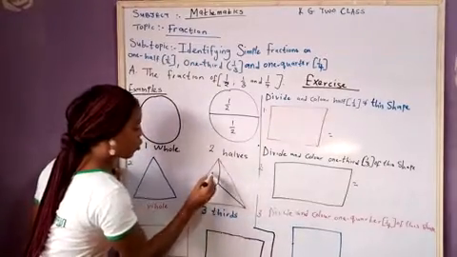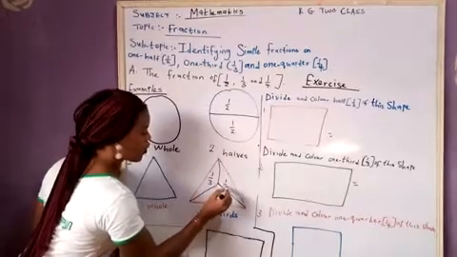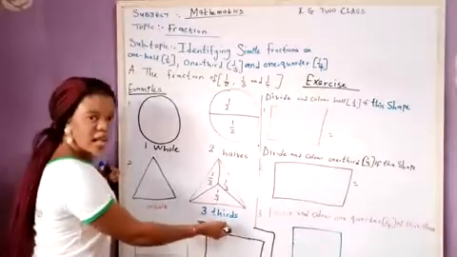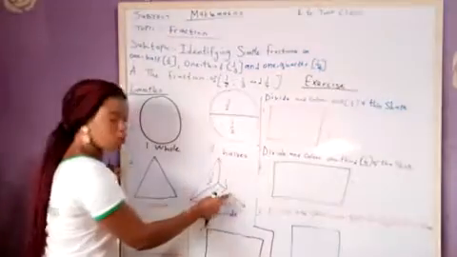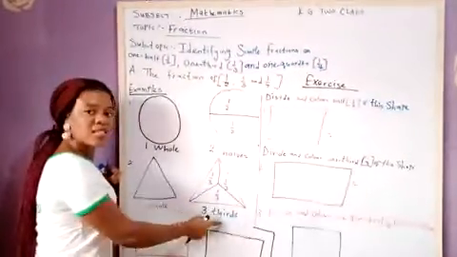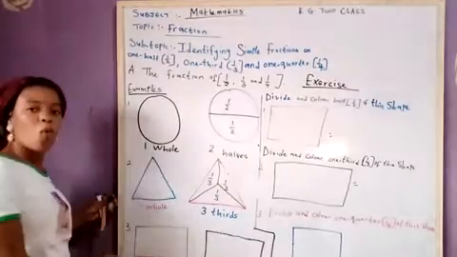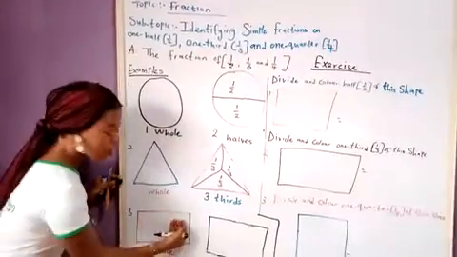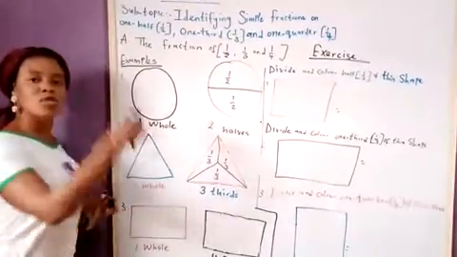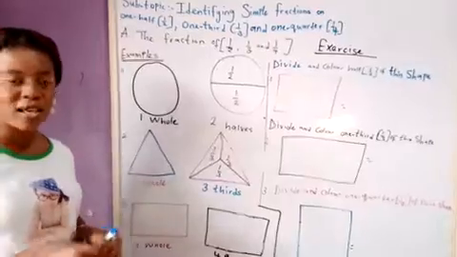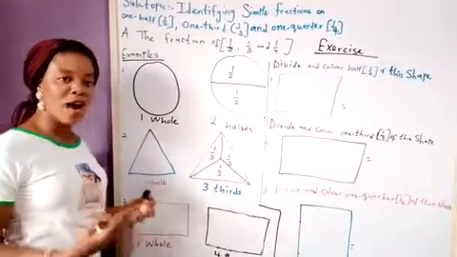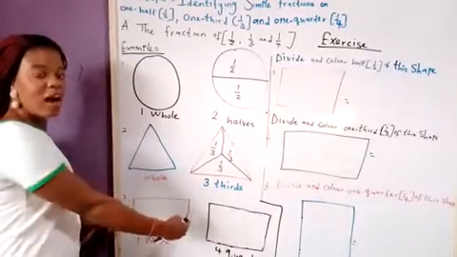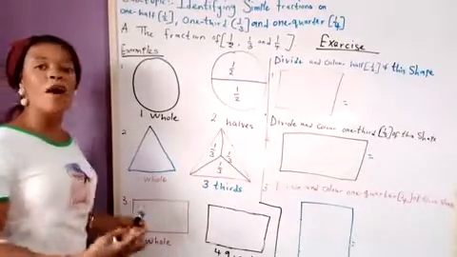Now let's count. 1/3, 1/3, and 1/3, which makes it 3/3. 1, 2, 3. Make it 3/3. Now let's treat 1/4, which is one quarter. This is a whole triangle, and you are asked to divide it into 4 places. This is a rectangle, and you are asked to divide it into 4 places.